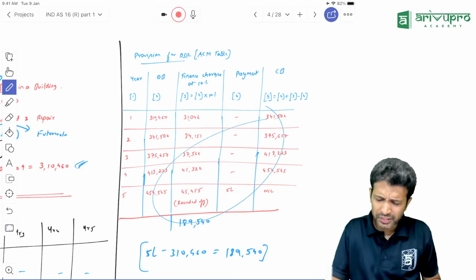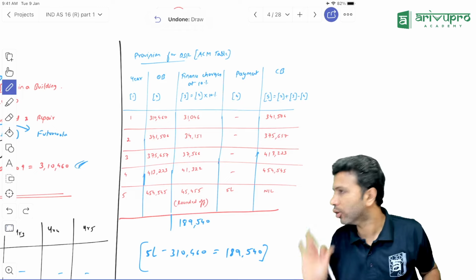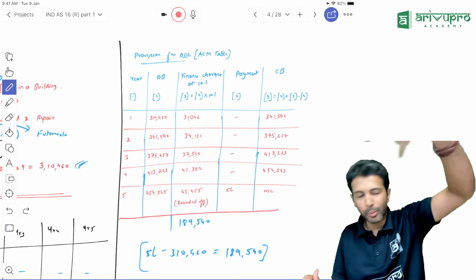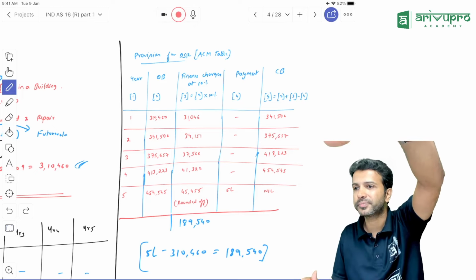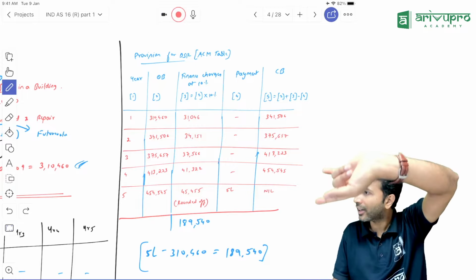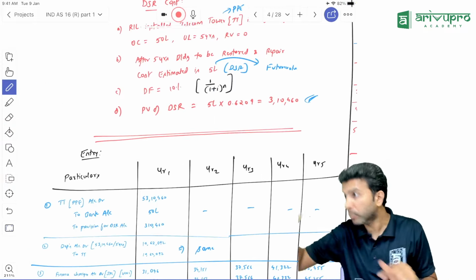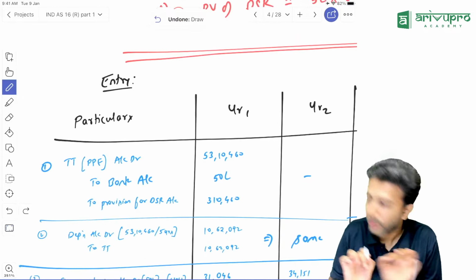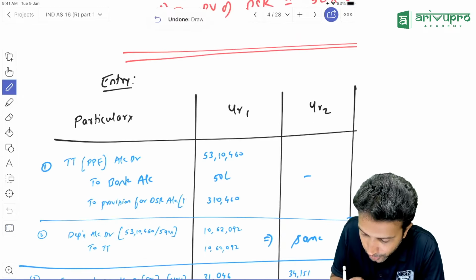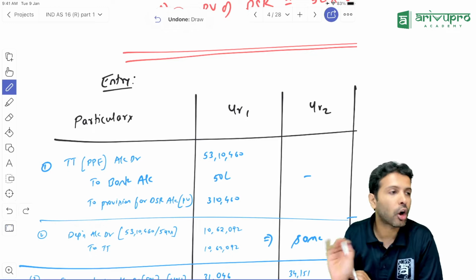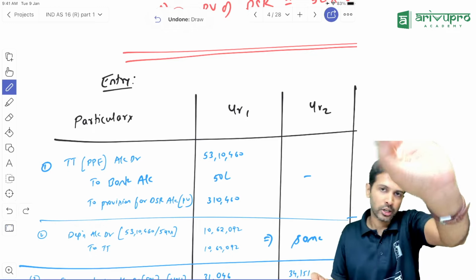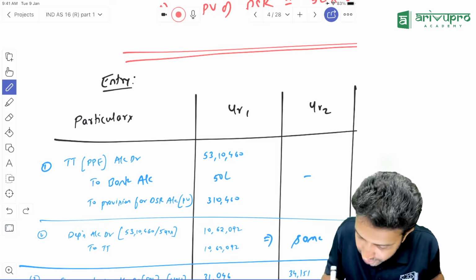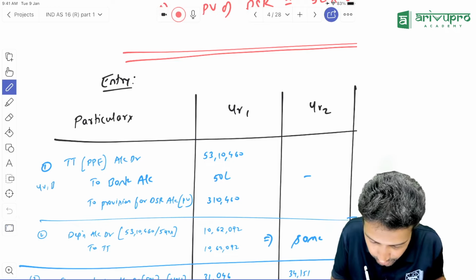If you are comfortable with this calculation, I think the entry also you will be comfortable with. Tell me, once again, go back. Tell me the first journal entry you passed. PP account debit to bank. Then that's all, or one more simultaneously? One more is what? PP account debit to provision for DSR. At full value or present value? I have done this entry as a compound entry. Now, at year 1 beginning, this entry will be passed.